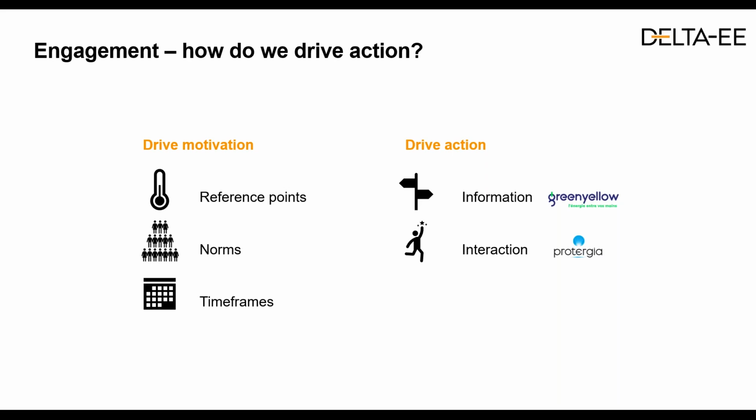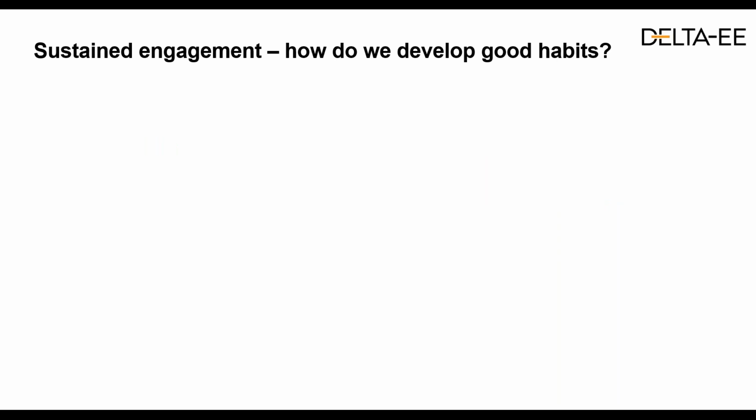And then there's interaction for customers too. That can be done through energy efficiency knowledge quizzes and that sort of thing that Protergia do, or target setting to get customers to take ownership, for instance, of a target that they can try and reach to drive that action. So that's all about action, but it's not just about a one-off bit of action. You also need to sustain engagement to develop those good habits over time.